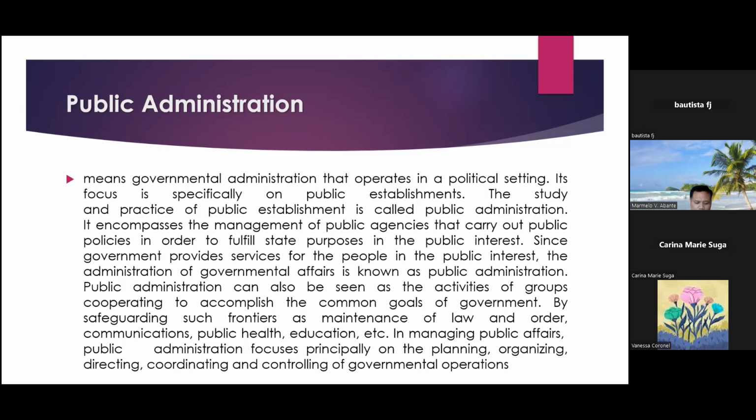The study and practice of public establishment is called public administration. It encompasses the management of public agencies that carry out public policies in order to fulfill state purposes in the public interest. Since the government provides services for the people in the public interest, the administration of government affairs is known as public administration. Public administration can also be seen as the activities of groups cooperating to accomplish the common goals of government by safeguarding such frontiers as maintenance of law and order, communications, public health, education, etc. In managing public affairs, public administration focuses principally on the planning, organizing, directing, coordinating, and controlling of government operations.